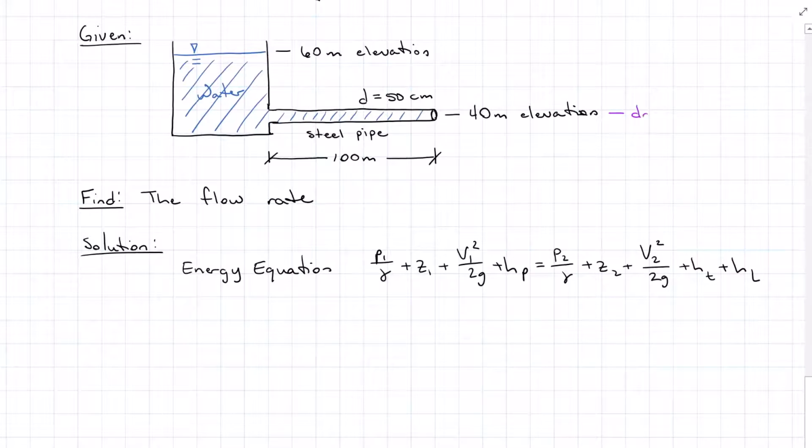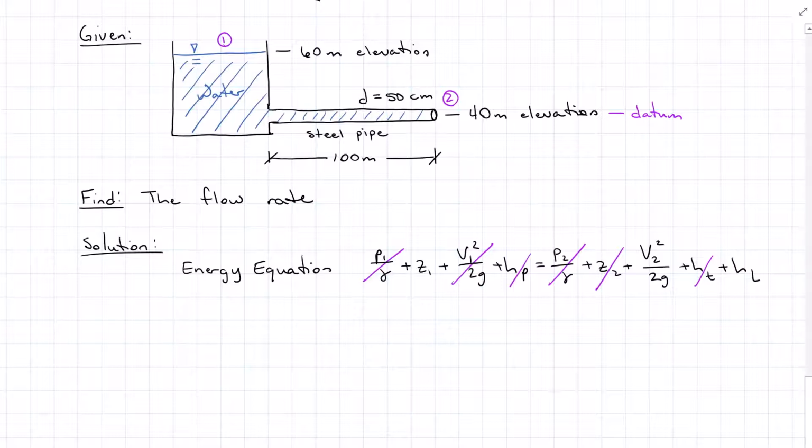If I set up the tank as 1 and the outlet as 2, and notice that it's an open jet outlet, so open to the atmosphere, no pressure at 1, open jet, no pressure at 2. It's a tank, so there's no velocity at 1. I set 2 as my datum. I don't have a turbine, I don't have a pump. I do have head loss because it's 100 meters, and that's what we're talking about this lecture.